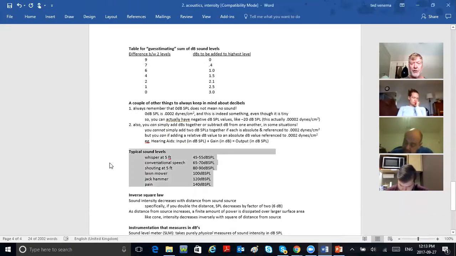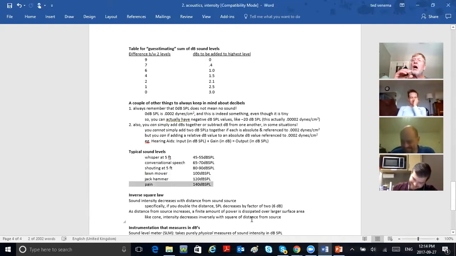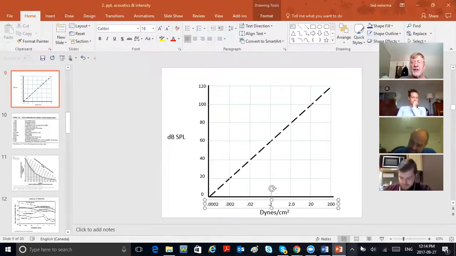Back to your notes. A soft whisper, maybe 50-ish. Average conversational speech, 60 to 70, anywhere in there. My father can beat your father at checkers, yakety, yakety, yak, your mother wears army boots, okay? All right, shouting, 80 to 90. A lawnmower, around 100. Jackhammer, 140. Pain, 140.